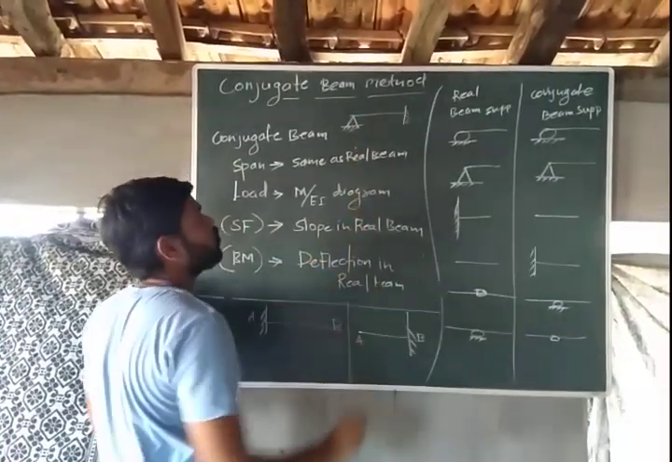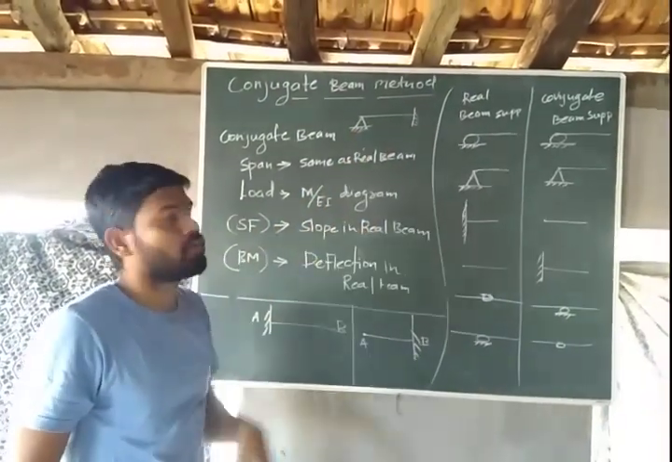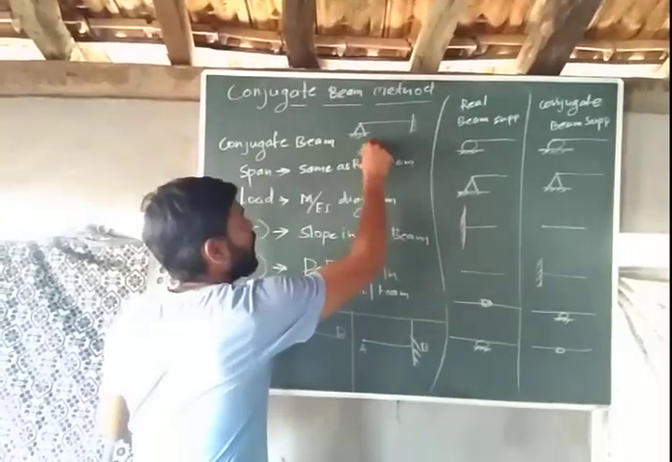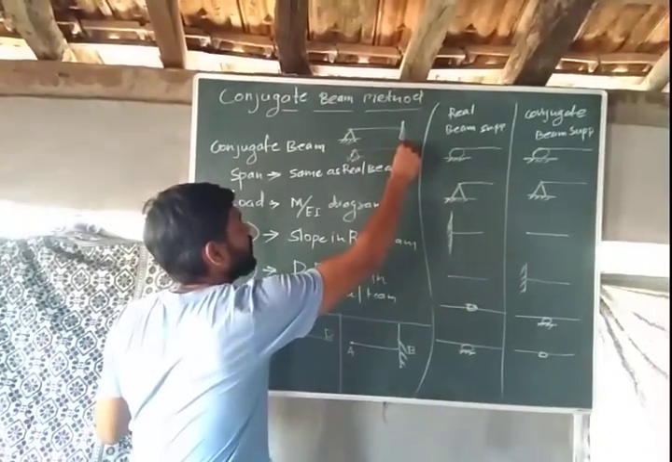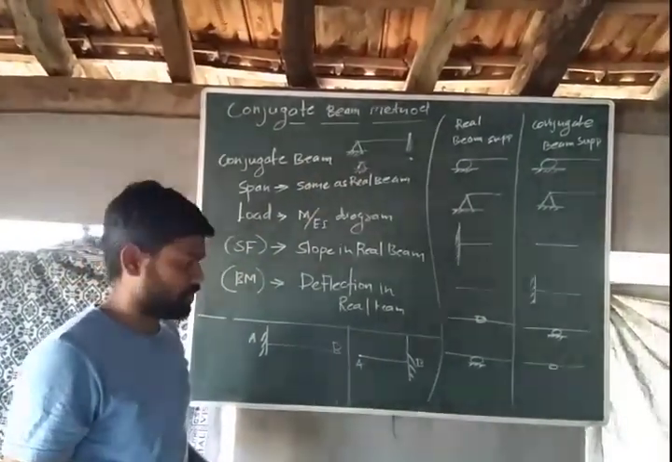So this beam you have to convert into a conjugate beam. So you have to prepare the conjugate beam for this one. This hinge will remain as hinge and this fixed end will be converted to free. So this will be converted like this.